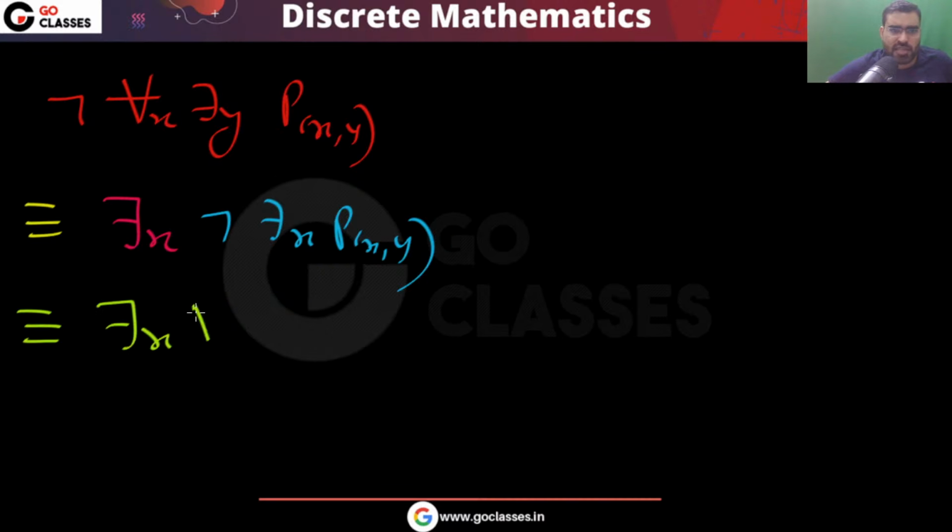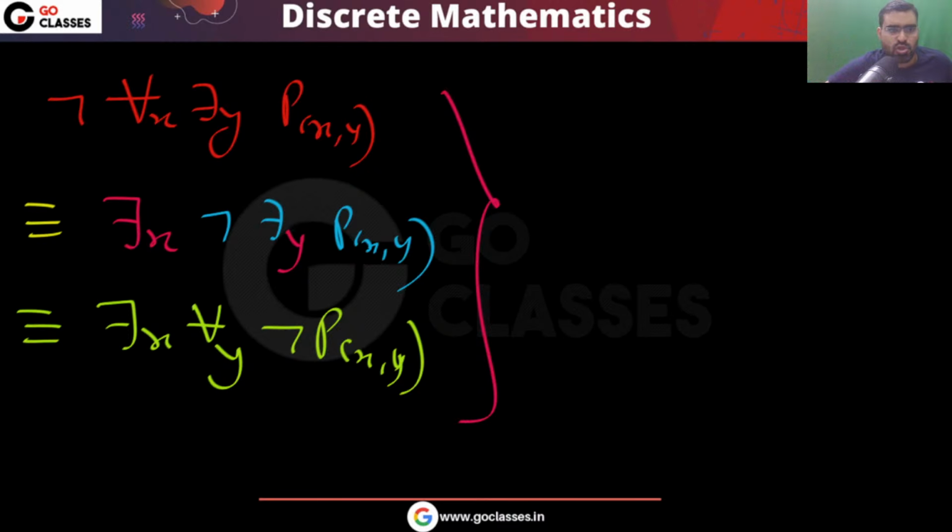Okay, so it will become like this. This will become a universal quantifier, and this negation will go inside. So this negation is propagating from outside to inside. This negation is going inside. So like this you can also do.